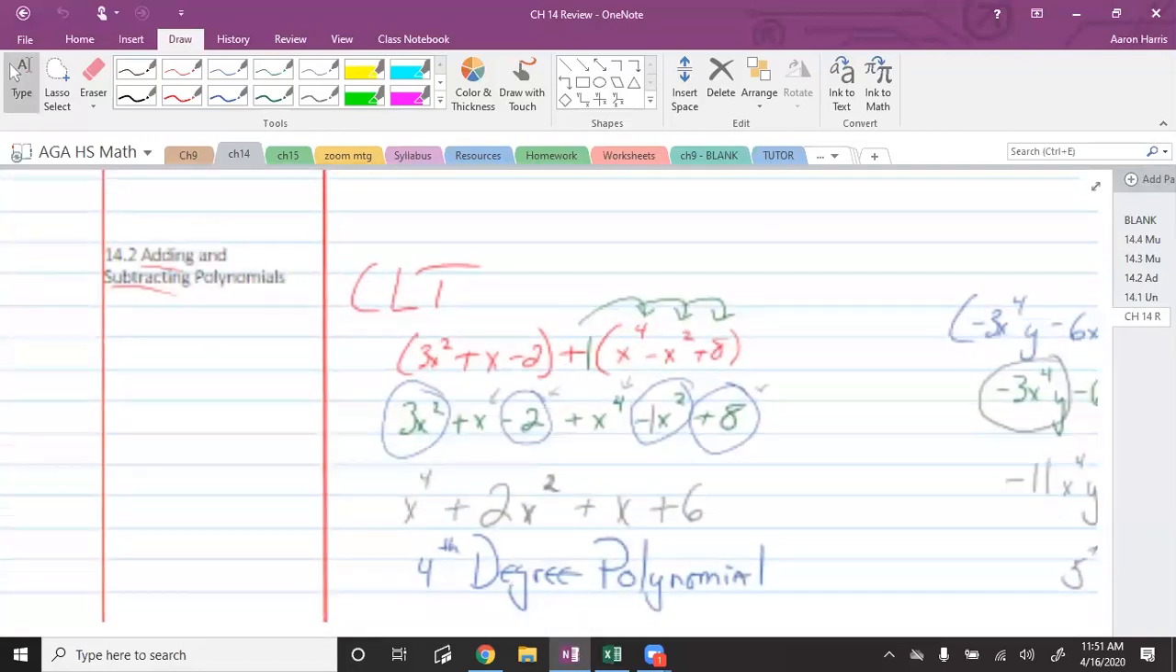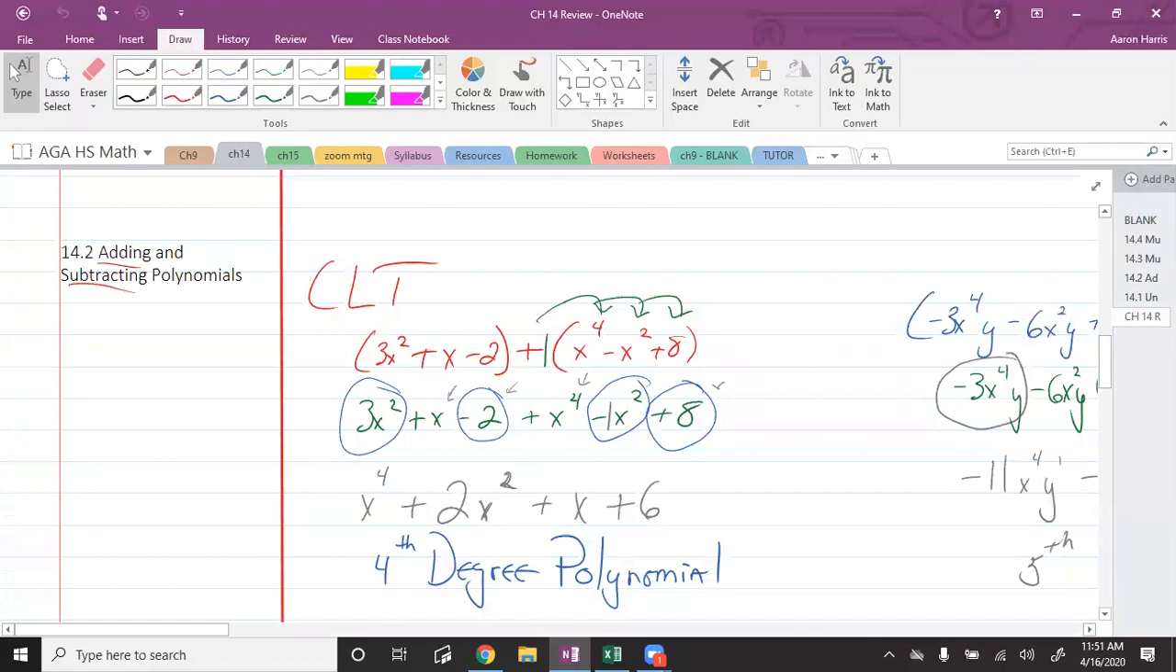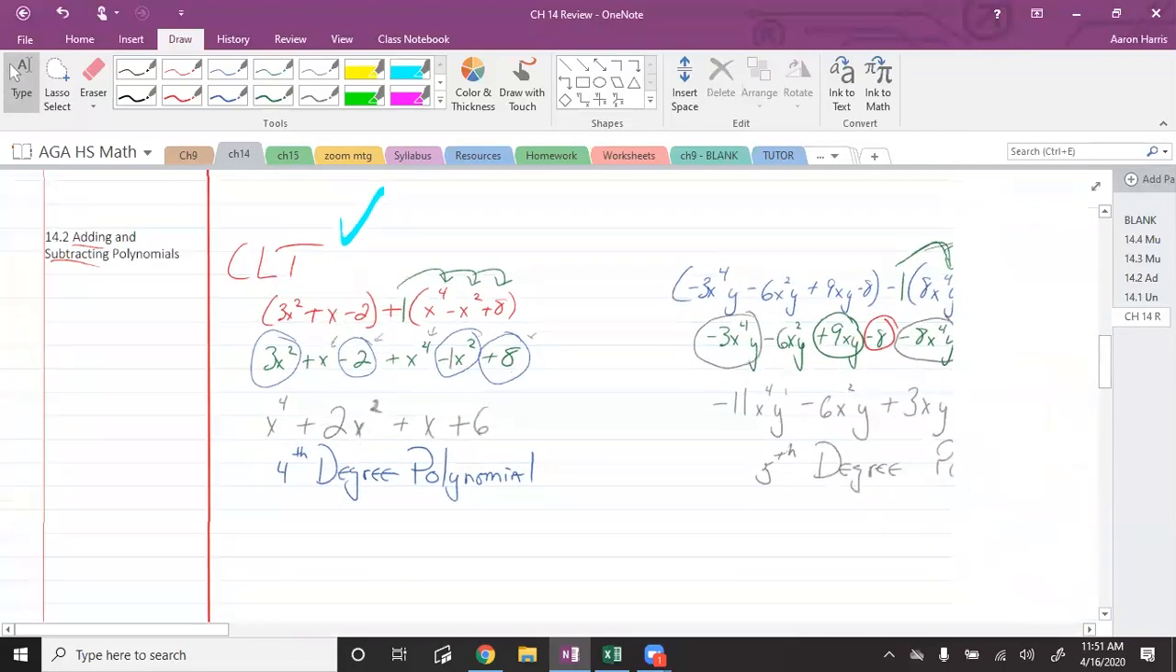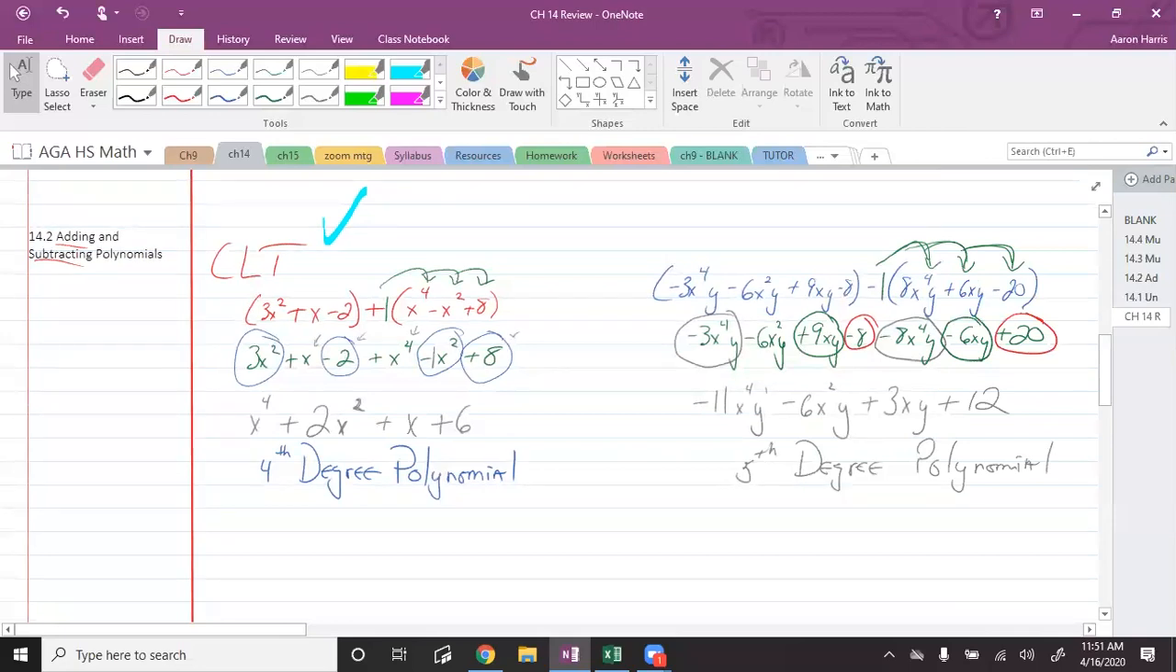Then if we're adding and subtracting polynomials, it's nothing more than combining like terms. So how do I know they're like terms? It has to have the same variables and it has to have the same powers. Do I change the powers or the variables if I'm adding or subtracting? No. I only add or subtract what? Starts with a C. The coefficient. Only the coefficient. Okay?